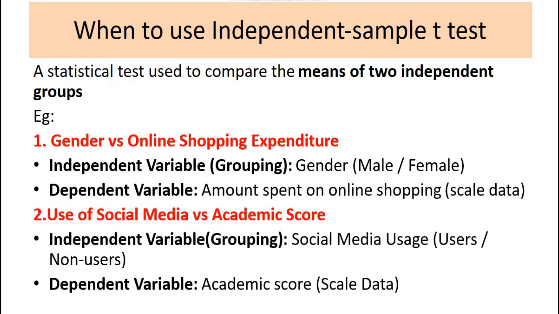If I want to compare online shopping expenditure between male and female, the independent variable is gender. So here we should have two groupings. The dependent variable should be measured in scale data, so the amount spent on online shopping is taken as the dependent variable. For another example, we can compare social media usage with the academic score.